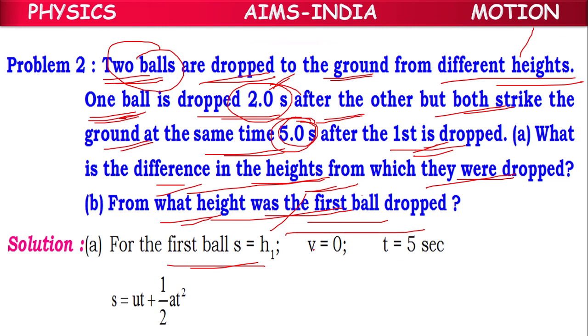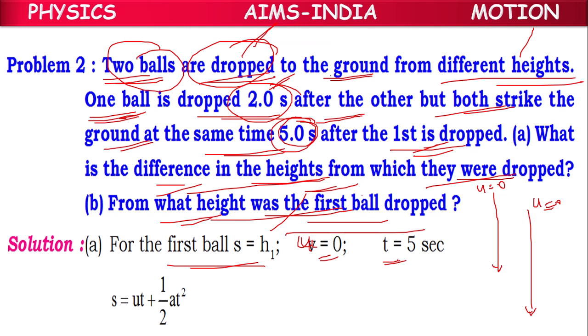So they are dropped to the ground from different heights. So we have to treat them as freely falling bodies. Means the initial velocity u is 0 for the first one, and for the second one also, because they are freely falling bodies, u equal to 0.